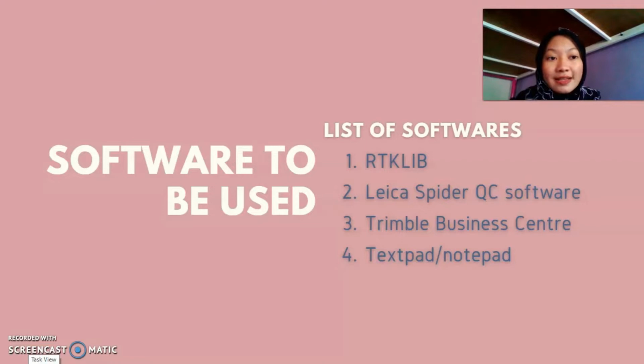There are 4 software that we need to use to perform GNSS data processing. First is Articlip, second is Leica Spider QC software, the third one is Trimble Business Center, and the last one is Textpad or Notepad. Basically, the first, second, and fourth, which are Articlip, Leica Spider QC software, and Textpad or Notepad, will be used for the pre-processing stage, and Trimble Business Center is the most important software because we need to use it to do the processing stage.